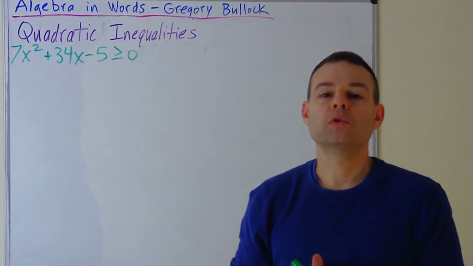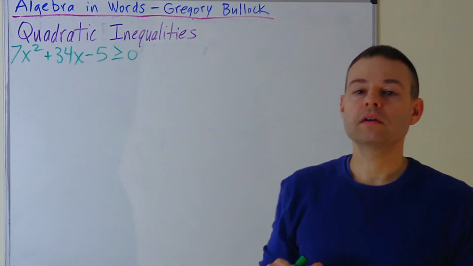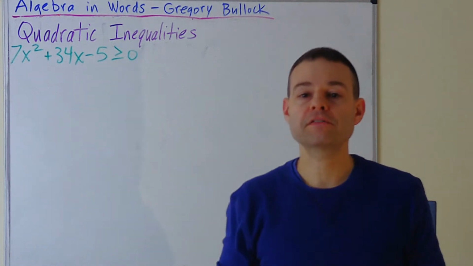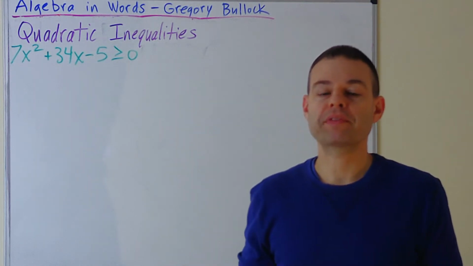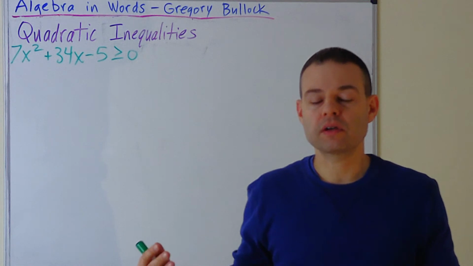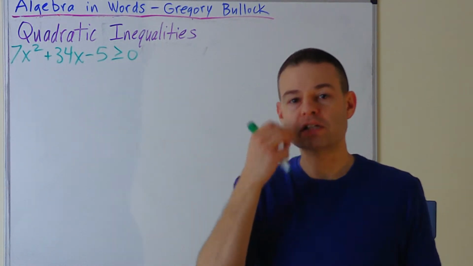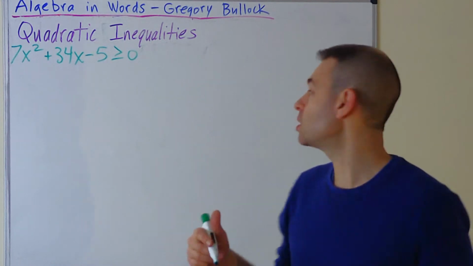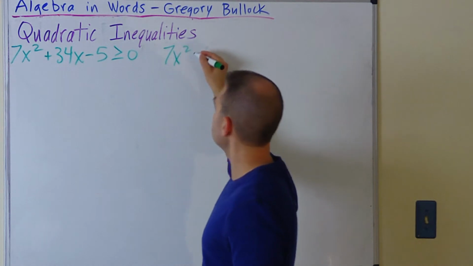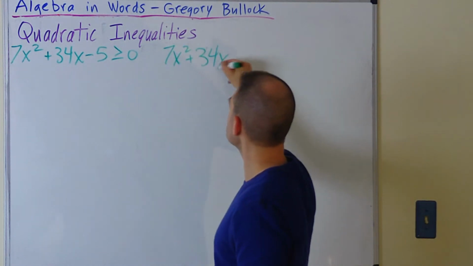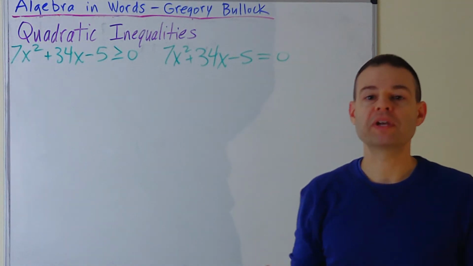Okay, I have one more equation on the board, an inequality. 7x squared plus 34x minus 5 is greater than or equal to 0. So we're going to go through our method again, and let's try to factor and solve. First, let's convert this to an equation to do the proper thing. So this would be 7x squared plus 34x minus 5 equals 0. And now from there we can factor and solve.